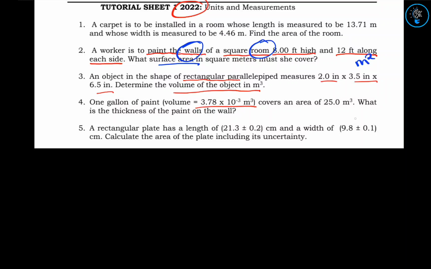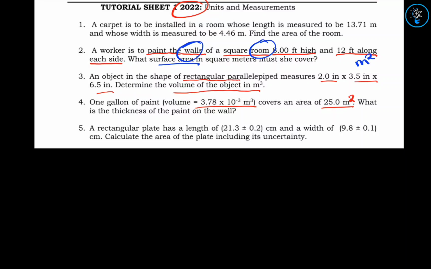this volume covers an area of this amount. Okay, they have made a mistake. If this is area, then we know the power there must be power 2. What is the thickness of the paint on the wall? Wow, the thickness of the paint.